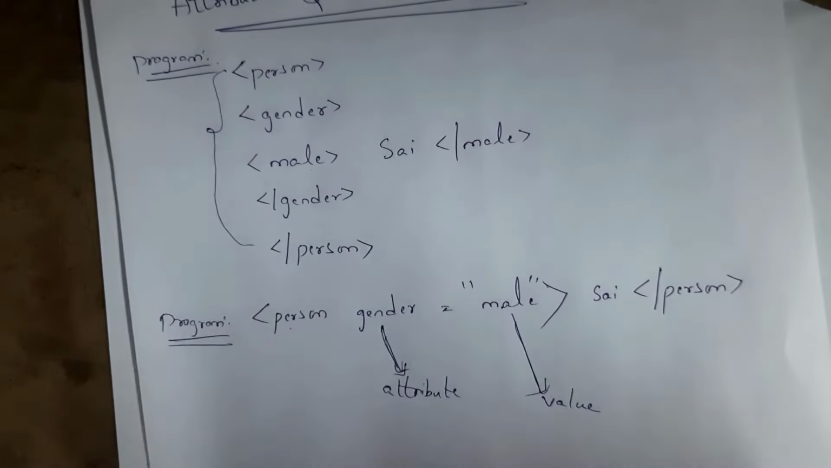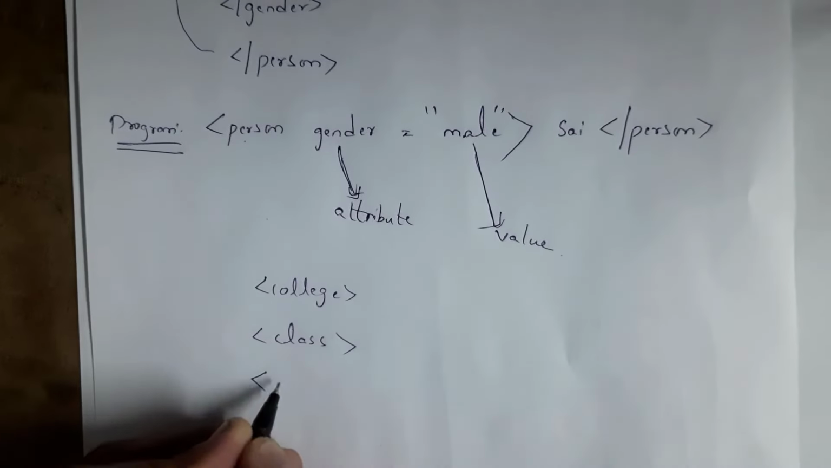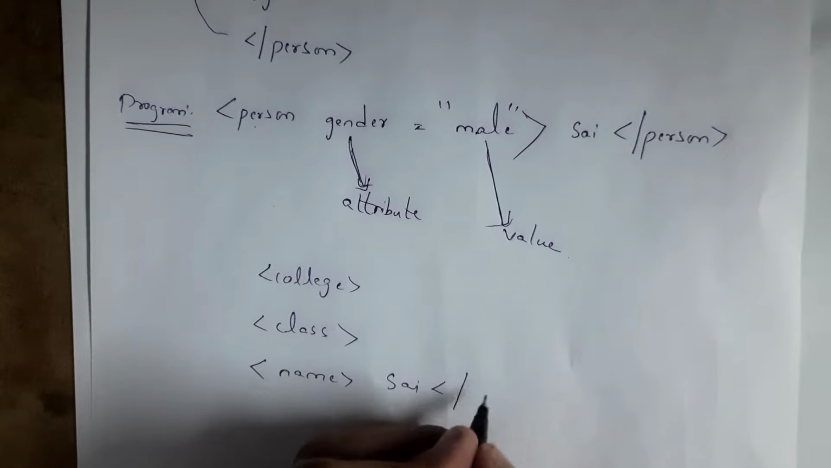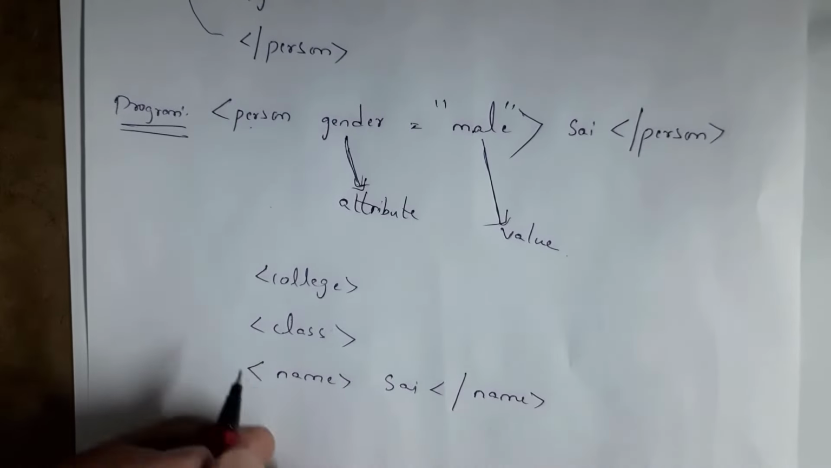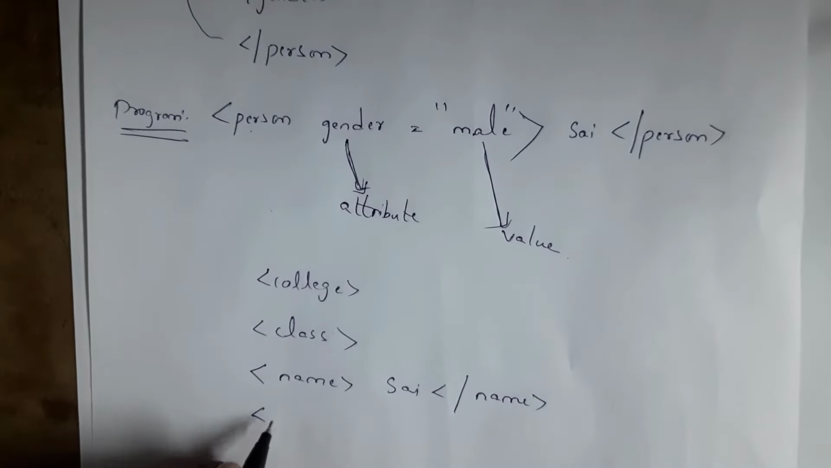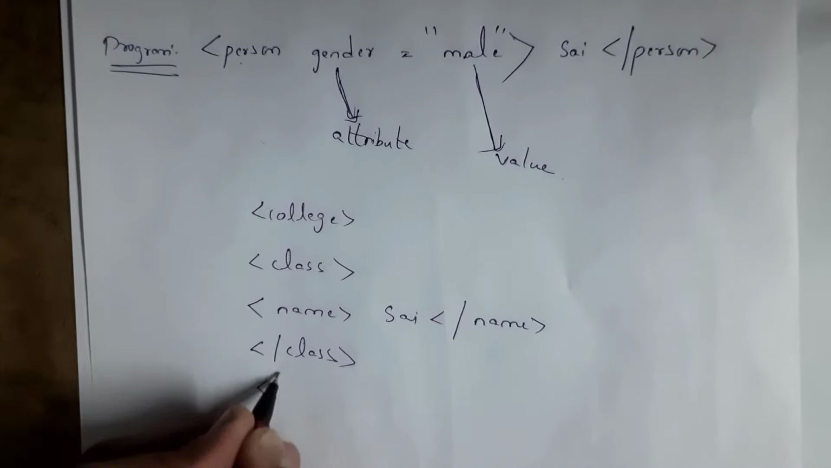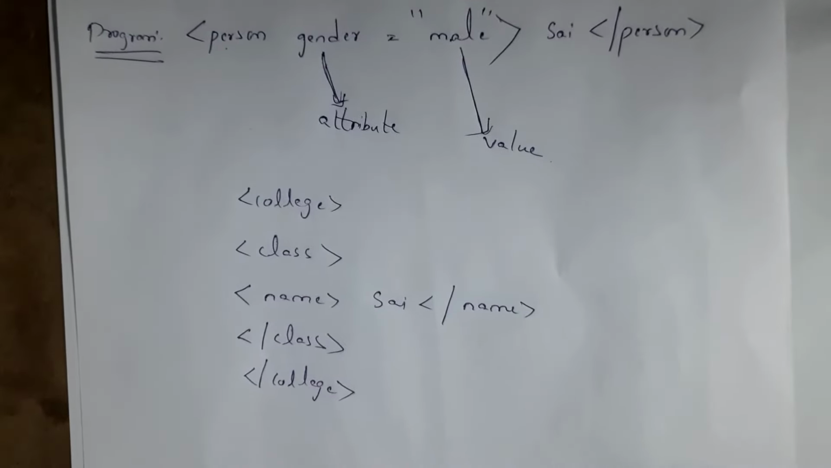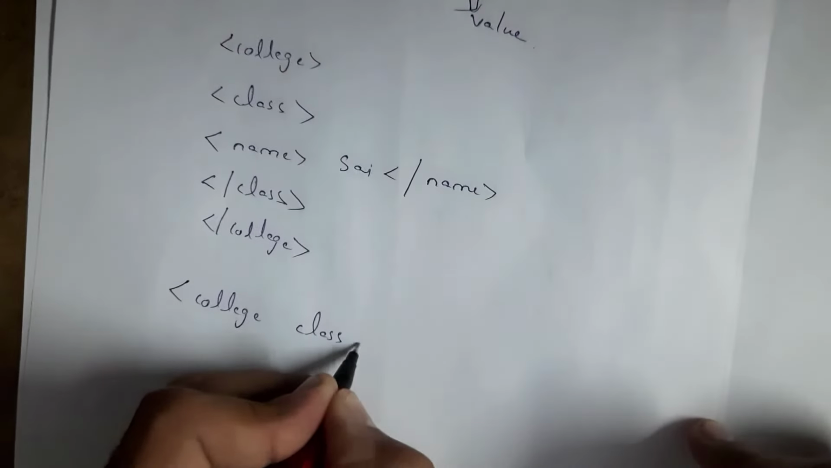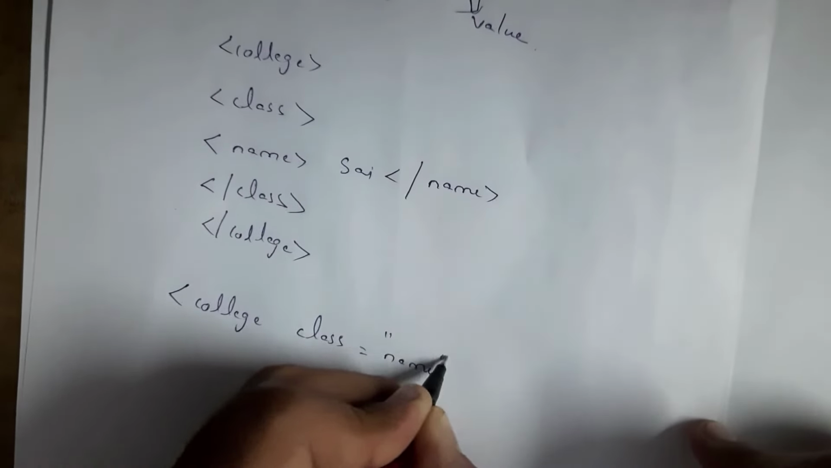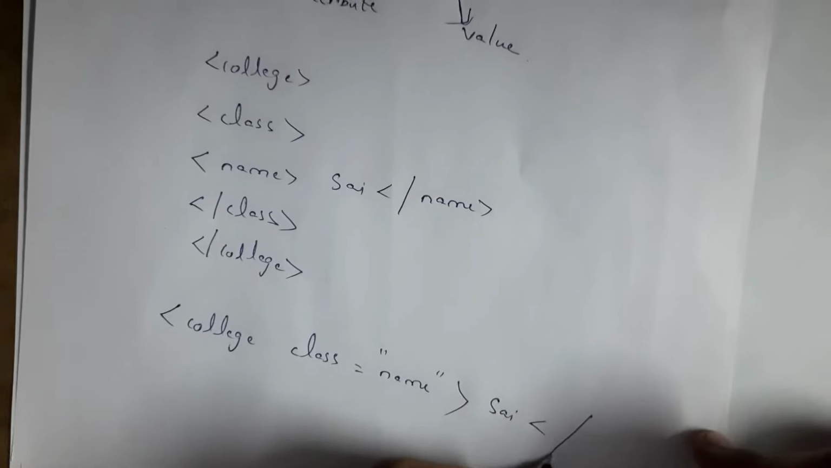I will give one more example: college, class, name, Sai. Similarly, we need to close this. I open the name tag and I close this name tag. Similarly, I open the class tag and we need to close this class and we need to close college. Instead of writing like this, you can also write college class equal to name, double quotations, and Sai, and college.